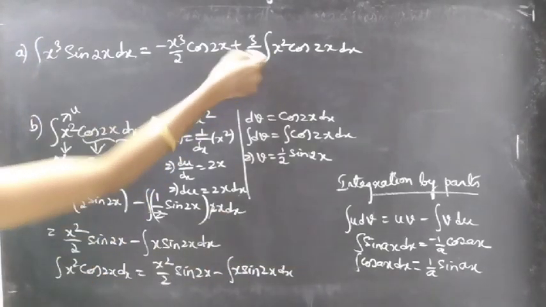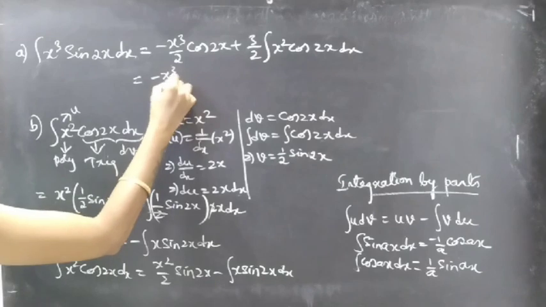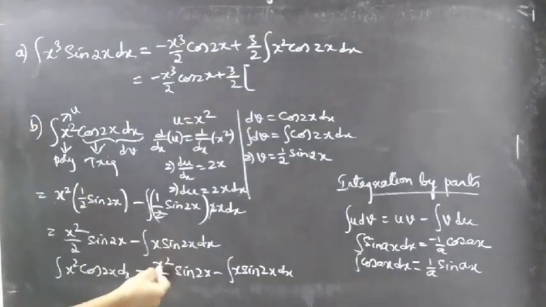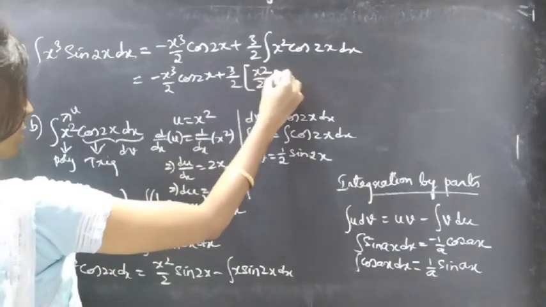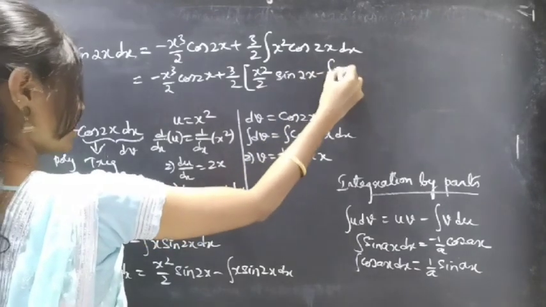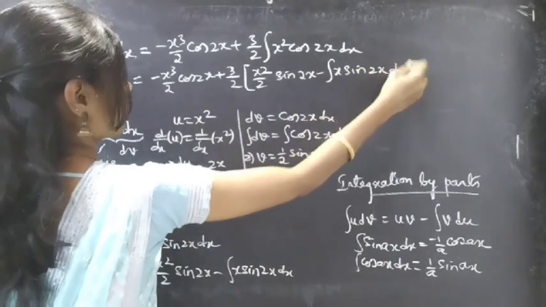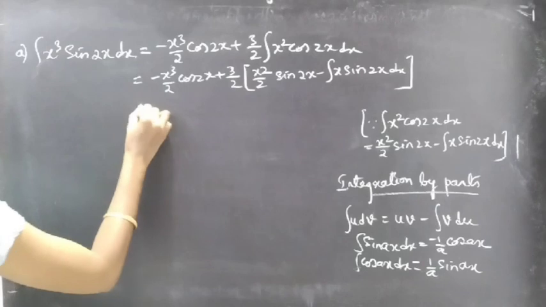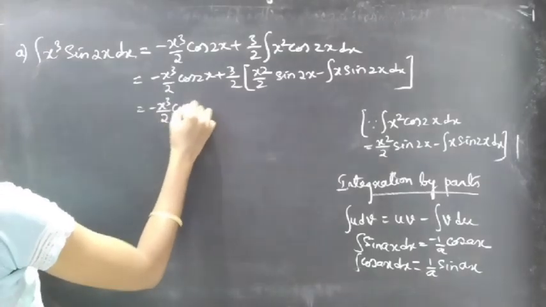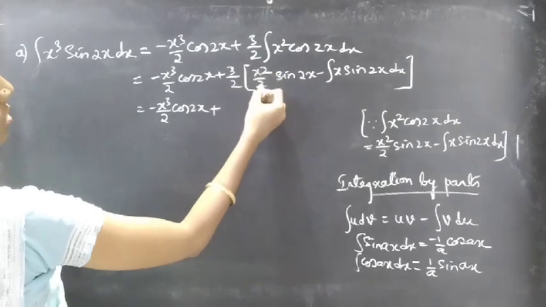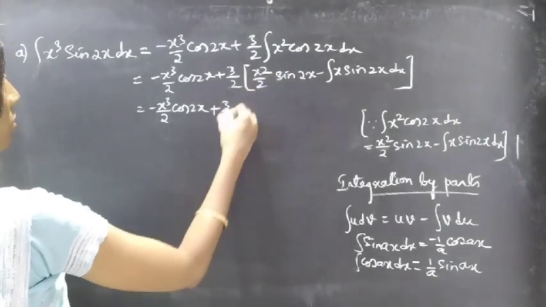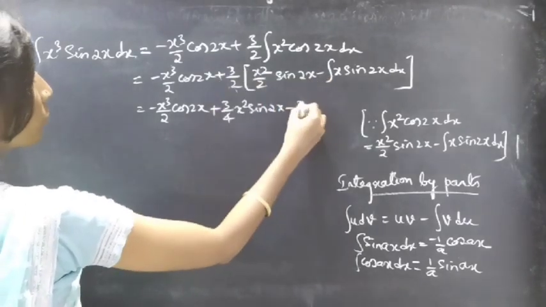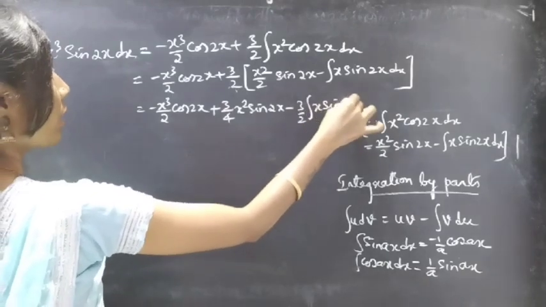Let's substitute in this, which gives us 3 by 2 of x square by 2 sin 2x minus integral x sin 2x dx, right? Or we can write this as minus x cube by 2 cos 2x plus 3 by 2 into x square by 2 sin 2x, which is 3 by 4 x square sin 2x, plus into minus, minus 3 by 2 integral x sin 2x dx.